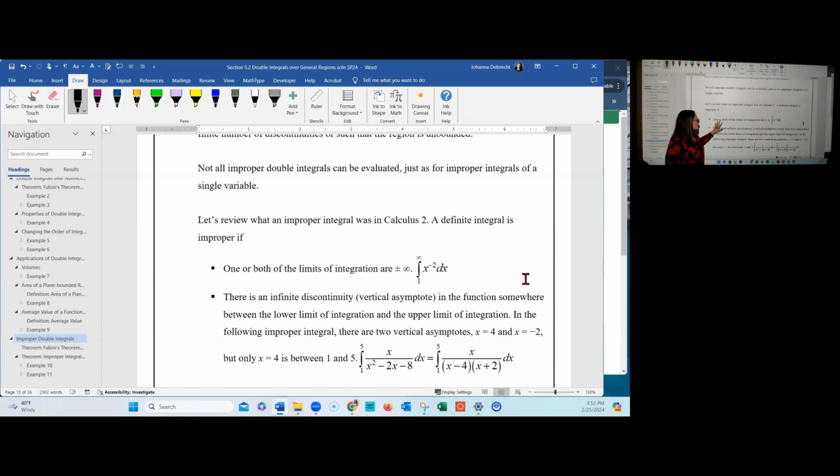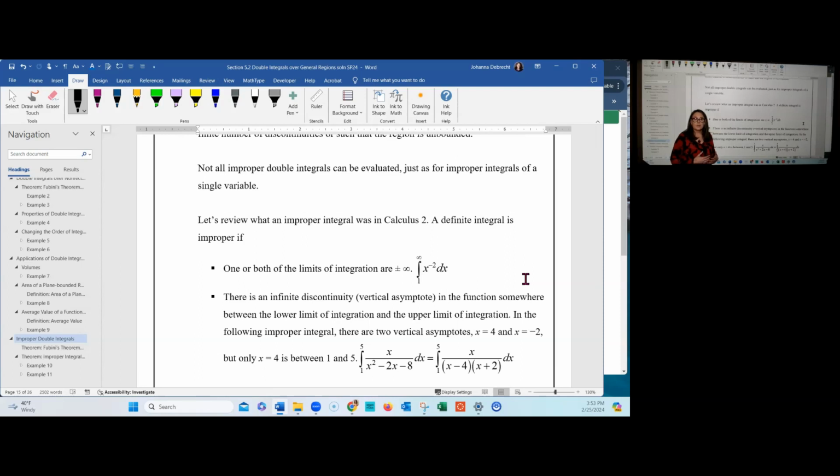One of the types was when one or both of the limits of integration was infinity, and this, of course, is a Calculus 2 problem. How is that going to apply in a Calculus 3 problem or multivariable calculus? Since we have double integrals and we know that we might be expanding with respect to x or y, what this means is that one of those or both is allowed to extend forever in a particular direction.